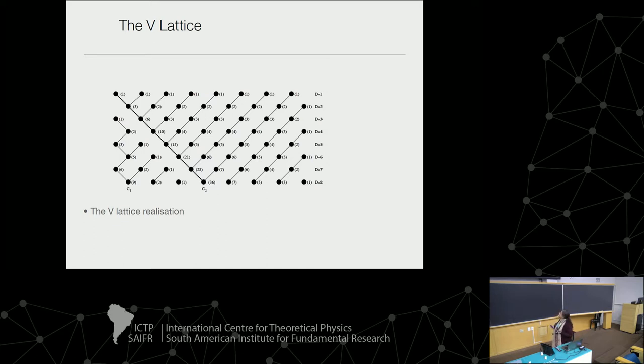One of them, so you can see that the special thing about this realization is that all the sites in the top layer are actually involved in this maximal cluster. And this is what we call the V lattice for obvious reasons. That is because the two arms actually form a V. So you can have a V like this, or you can have a V which goes the other way. Okay? And so there are 2 possible realizations.